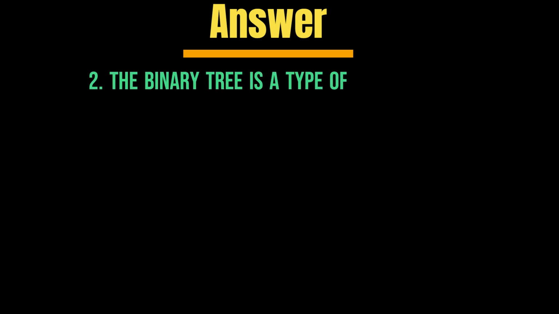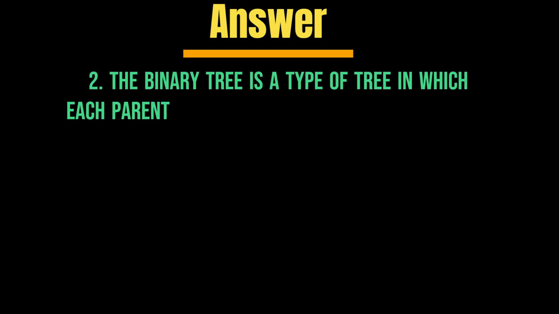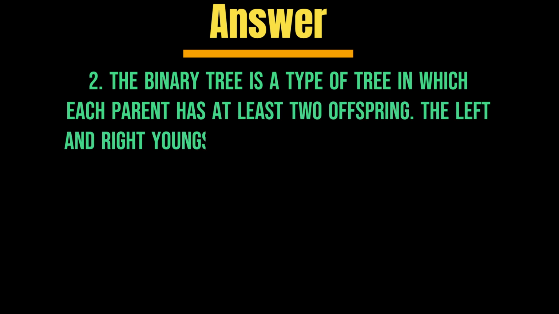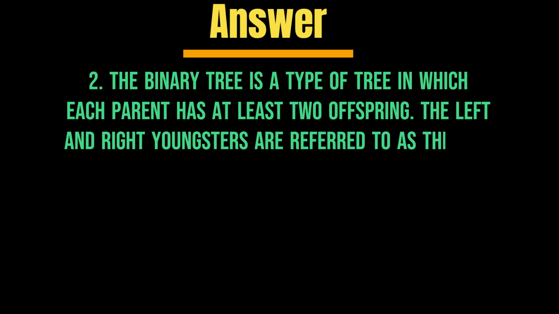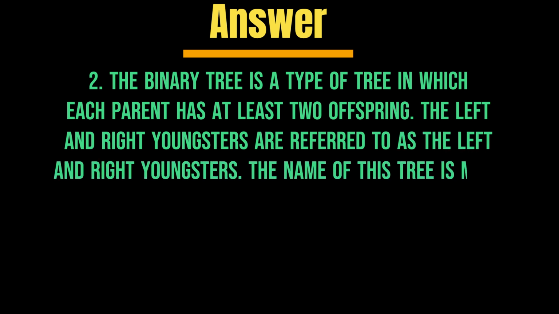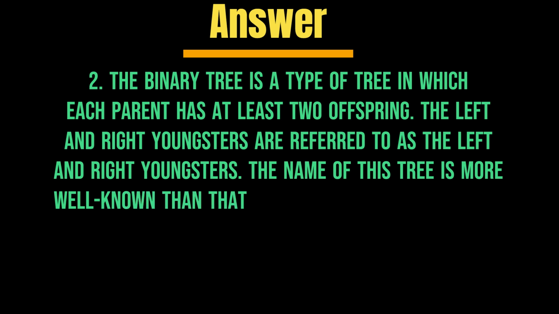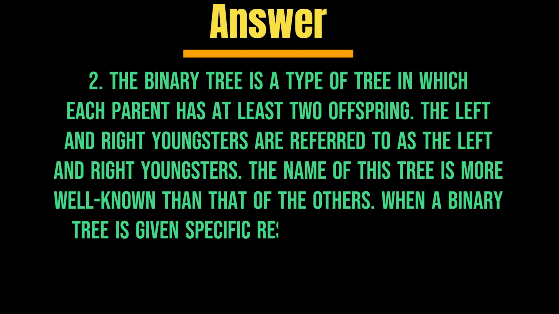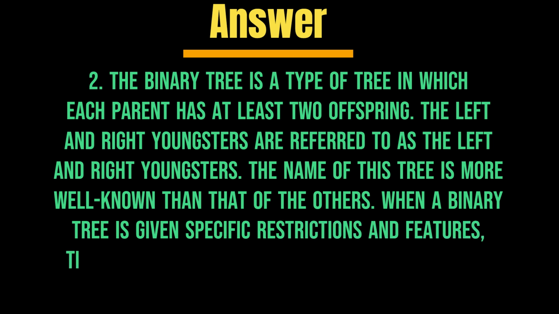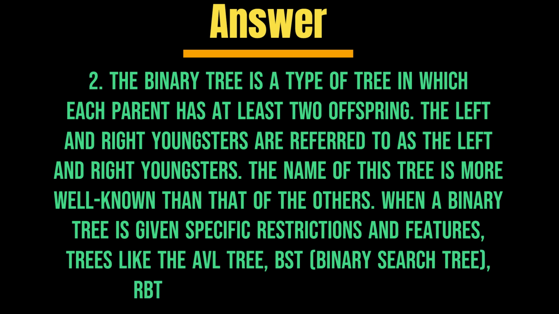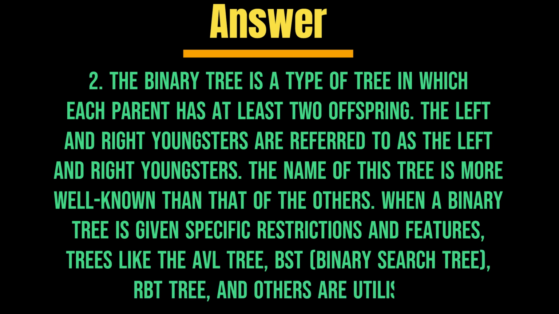The binary tree is a type of tree in which each parent has at most 2 offspring. They are referred to as the left and right children. The name of this tree is more well known than that of the others. When a binary tree is given specific restrictions and features, trees like the AVL tree, BST or binary search tree, RBT tree, and others are utilized.